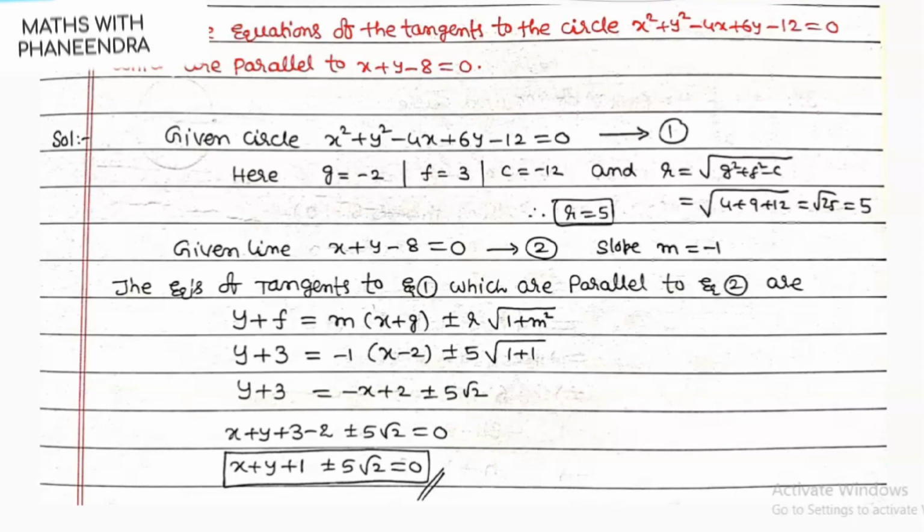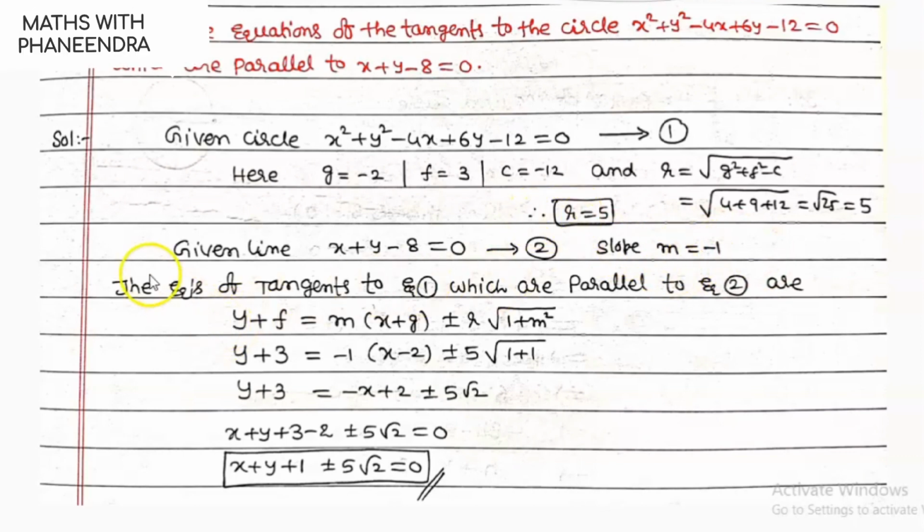Slope of this line is minus x coefficient by y coefficient, minus 1 by 1, that is equal to minus 1. Otherwise, if you take ax plus by plus c, minus a by b, minus 1 by 1, that is equal to minus 1. Whenever we know the slope value and the radius, we can write the equation of tangent. The required tangent is parallel to this line. Parallel to this line means their slopes are equal. So the required tangent slope is also equal to minus 1 with radius r.